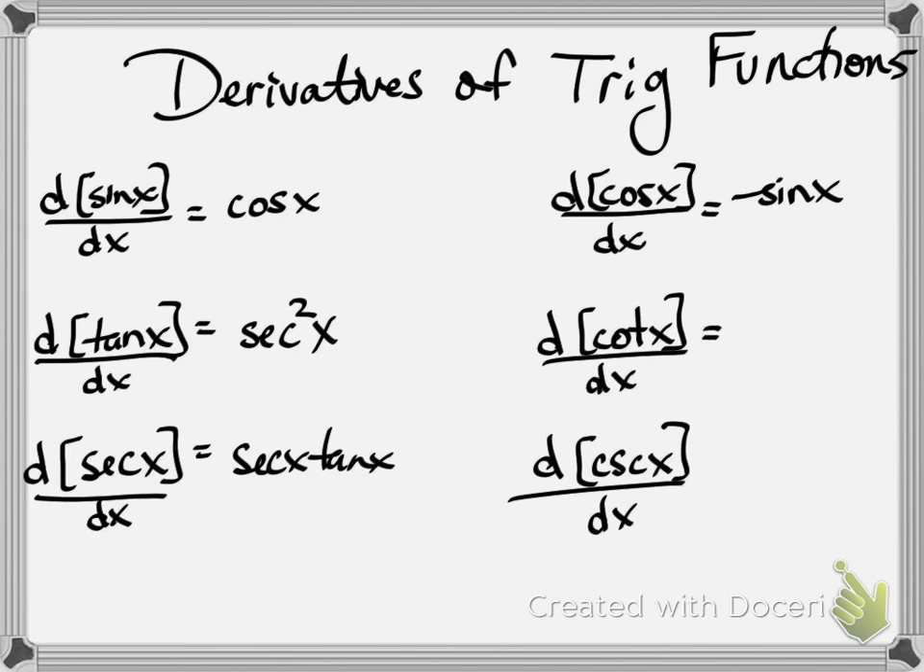And just like we took the derivative of cosine and got negative sine, the derivative of tangent was secant squared. Did that work the way I wanted it to? Derivative of tangent, secant squared. The derivative of cotangent is negative cosecant squared. Derivative of secant x was secant x tangent x. The derivative of cosecant x is negative cosecant x cotangent x.